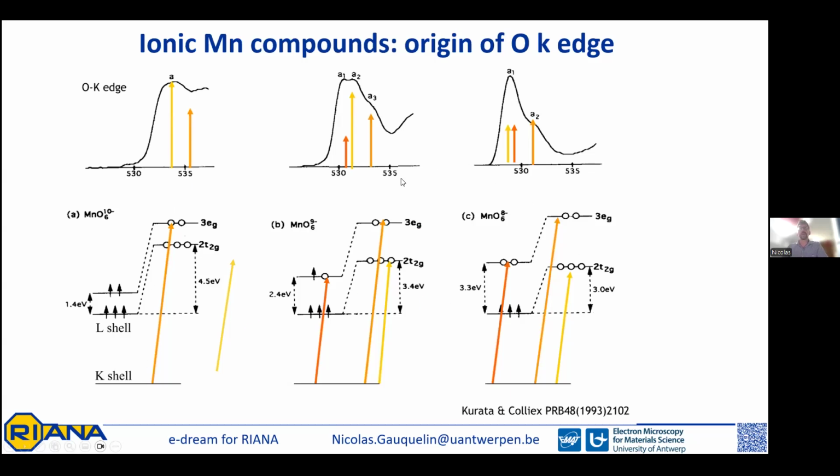How does it work on the oxygen K edge? Here are the different transitions that are possible, and from the different transitions, these will result in different peaks, and these peaks are due to hybridization of the oxygen 2p states with the manganese 3d states.